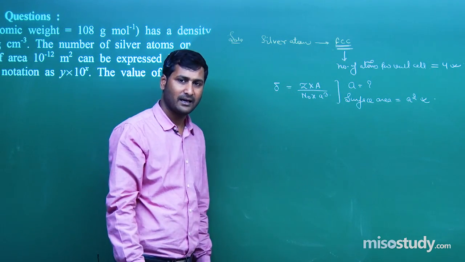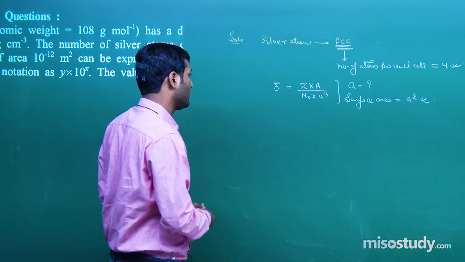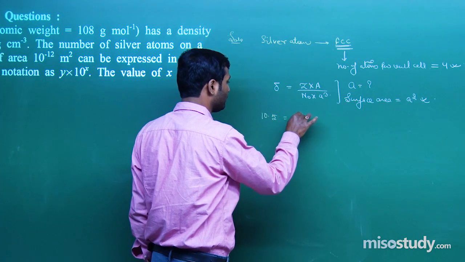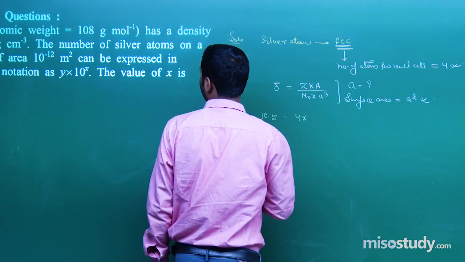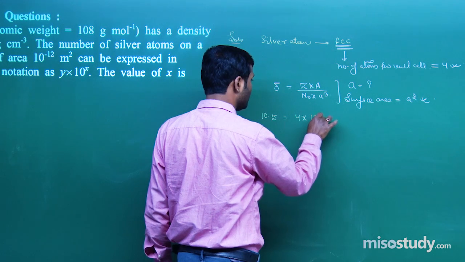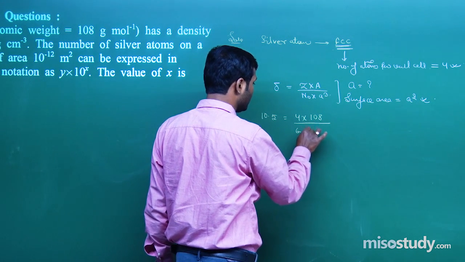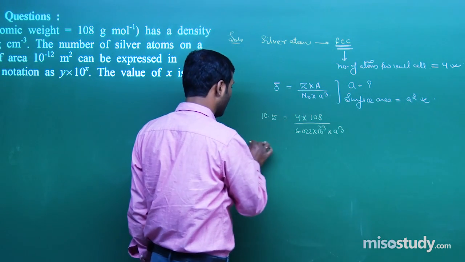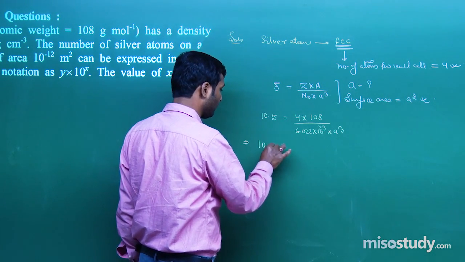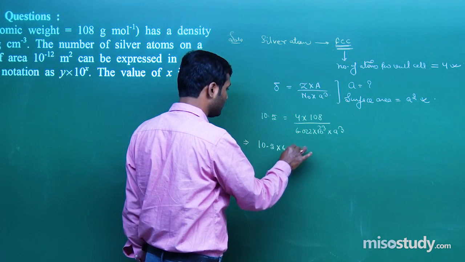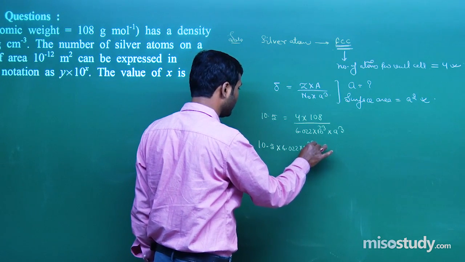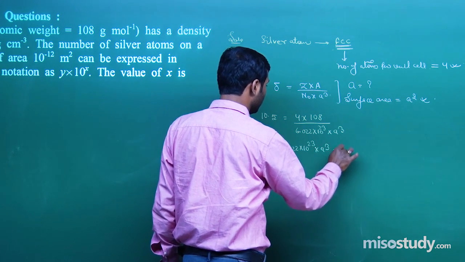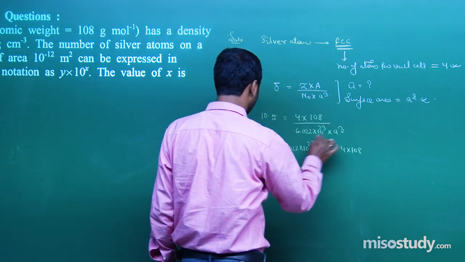Am I right? Yes, definitely you are right. Now put the value. Density is 10.5. The value of Z is equal to 4, and the atomic weight is 108, upon 6.022 into 10 to the power 23 multiplied by A cube. Now how to solve? That is 10.5 multiplied by 6.022 into 10 to the power 23, into A cube, is equal to 4 multiplied by 108.